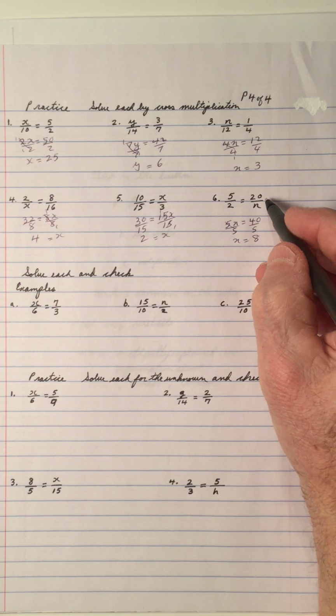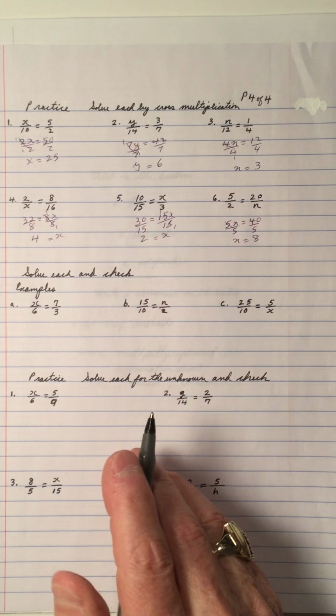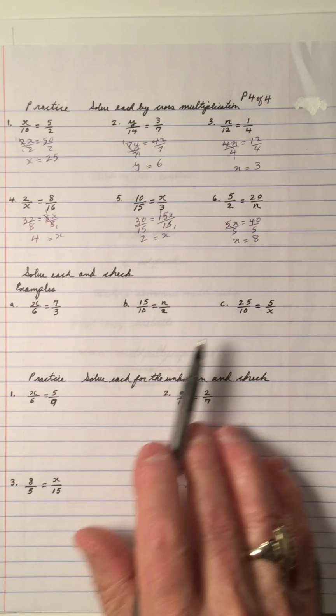And you get 8. Check it. 5 eighths of 40. 2 times 20 is 40, so we're right. Solve and check each of these now.